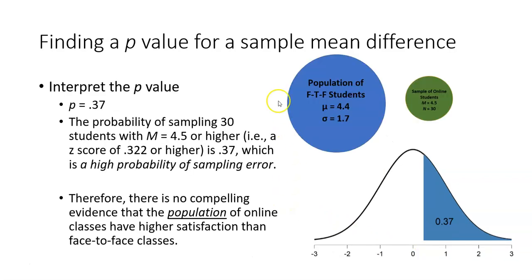Now, how do we interpret this value? So here is our p-value again. The precise way of interpreting this is the probability of sampling 30 students, that's what we got right here, with a sample mean of 4.5 or higher. Another way of saying that, it's the probability of getting a z-score of 0.32 or higher. That probability is 0.37. So basically, about a third of the time, you would get this result simply due to sampling error. That's a pretty high probability. That's a pretty high possibility that it would be due to sampling error.